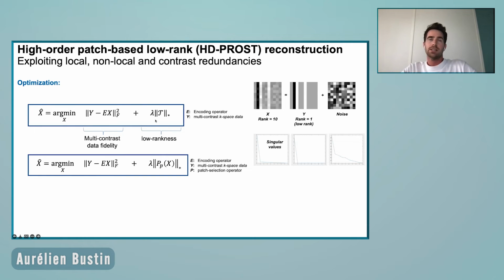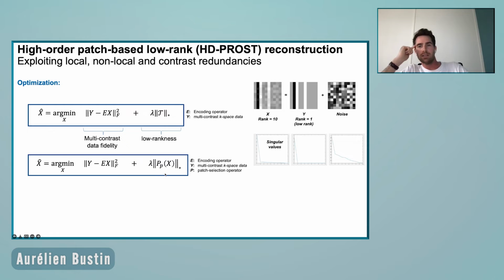Now the question is, what kind of low-rank matrix are we going to put in this nuclear norm, right? What is T here? So with HD-PROST, what we do is look for similar patches in the images. If you have similar patches and you concatenate them next to each other, you will have this kind of matrix X, and you could do it easily on your own images. You would see that if you pick similar patches, you'll get a very low-rank matrix with just a little bit of noise on it. And so that's exactly what we do here.